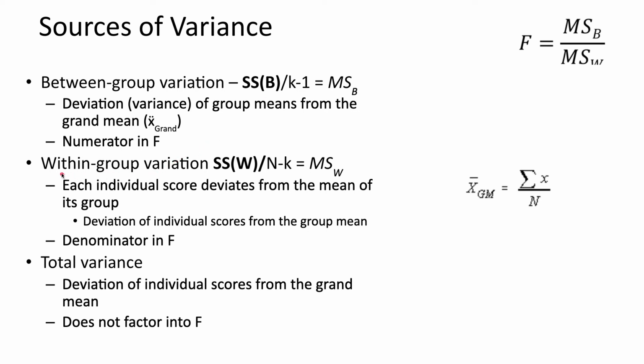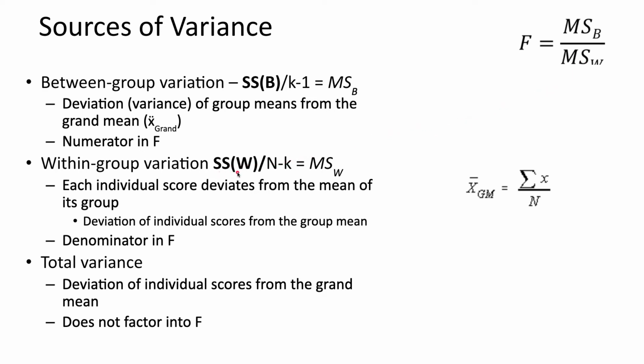So let's go to the SSW. As you probably guess, this is the within group variation, SSW, and you divide that by n minus k, and you get then MSW, mean square within, which is the denominator for the F ratio.